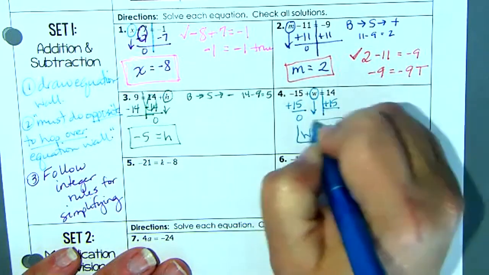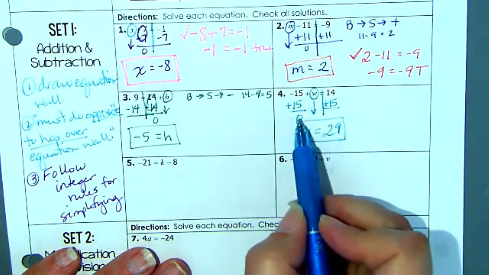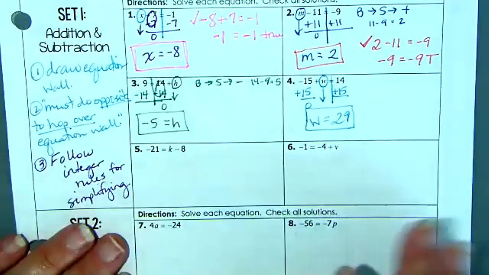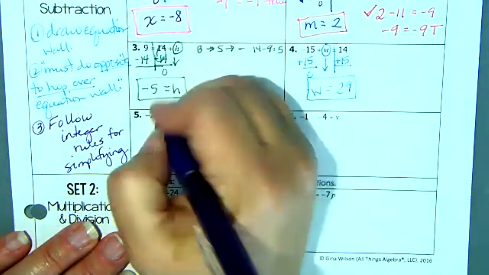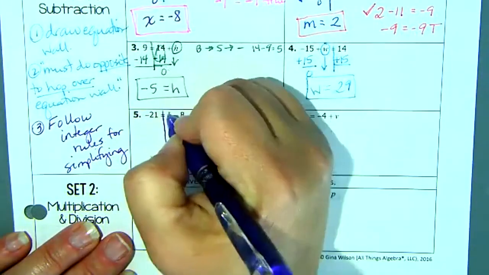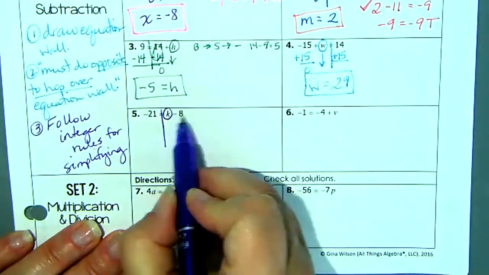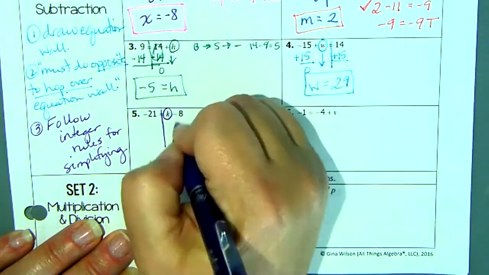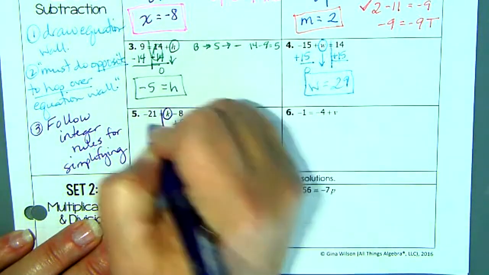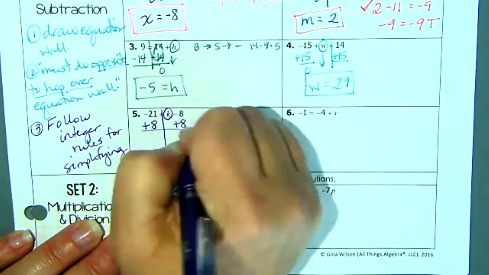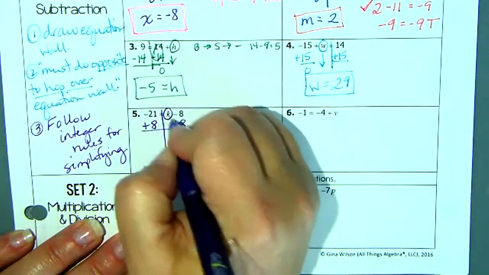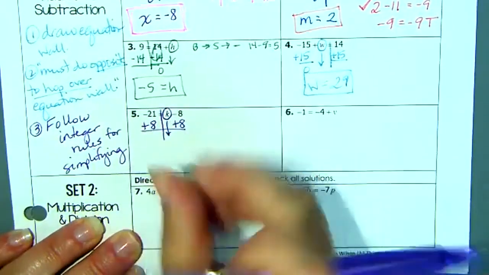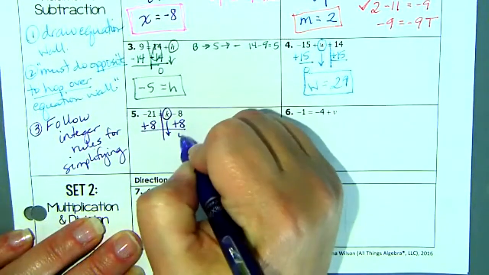Remember, when it's adding or subtracting, the goal is to get it to equal 0. Next example. 5. Equation wall. Here's my variable. How are the letter and the number connected? By subtraction. To undo that subtraction, I'm going to add 8 to both sides. Bring down my k. -8 plus 8 equals 0.